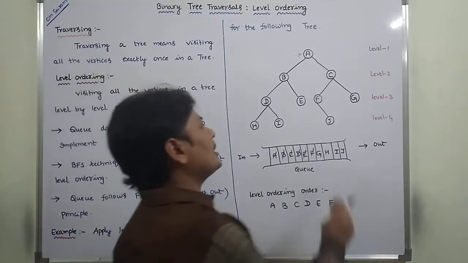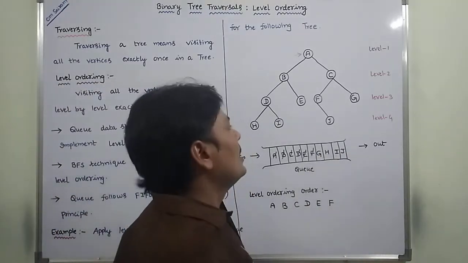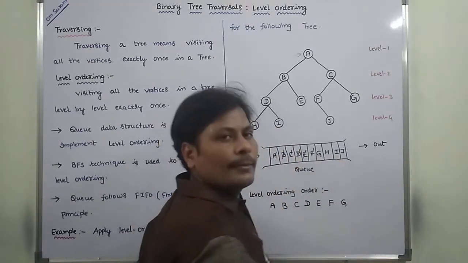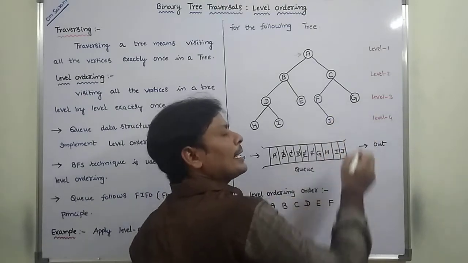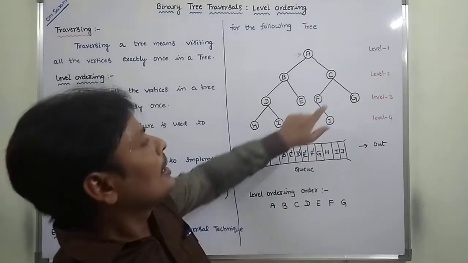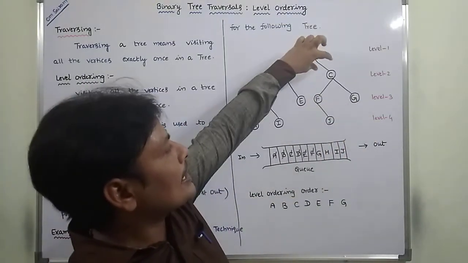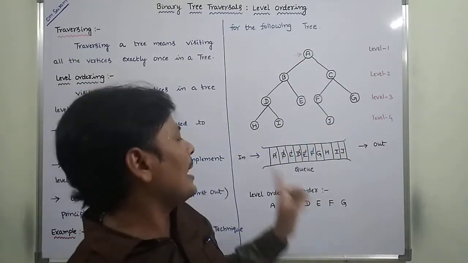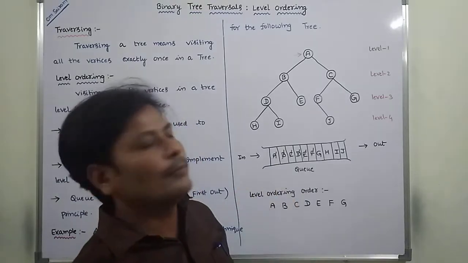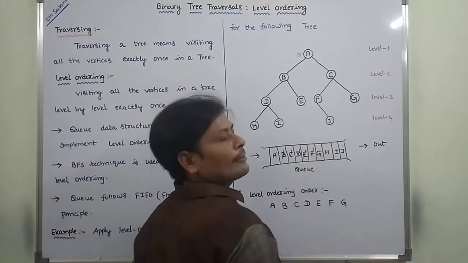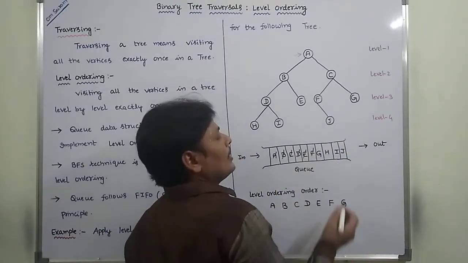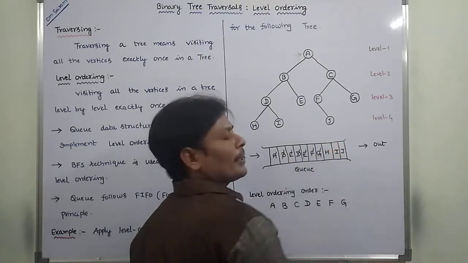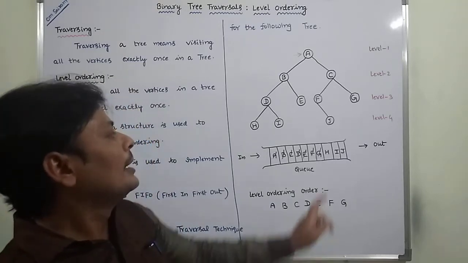Next vertex is G. So first G is visited. Now what are the adjacent vertices of G? G contains only a single adjacent vertex, that is C. C is already visited. There are no adjacent vertices for vertex G. Now G is removed from the Q.